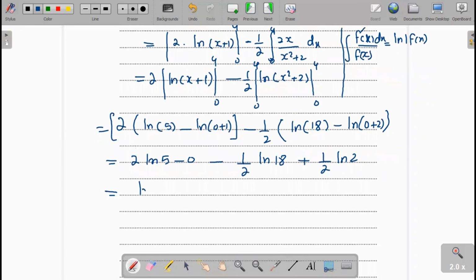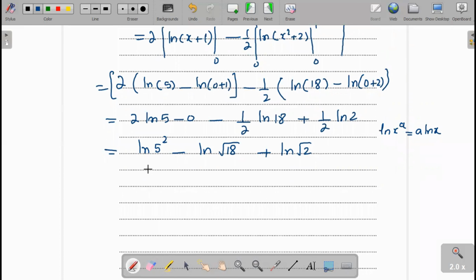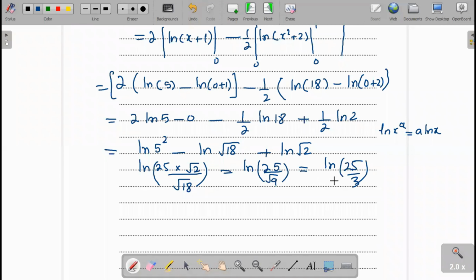Now we can write it as ln 5 square minus ln square root of 18 plus ln square root of 2. We use the logarithm rule of exponents, in which ln x power a can be written as a into ln x. Here the coefficient becomes power. Now we use the product rule. In this rule, we see here ln 25 multiply square root of 2 over square root of 18, and that will be equal to ln 25 over square root of 9, and that is equal to ln 25 over 3. This is the answer, ln 25 over 3.